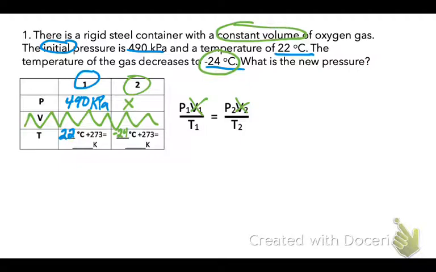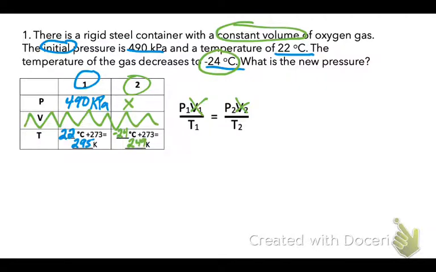The last thing I need to do is convert my temperature, Celsius, into Kelvin. And notice my table, it shows you, all you have to do is add 273. So 22 plus 273 is 295. And now it's in Kelvin. And then negative 24 plus 273 is going to be 249.